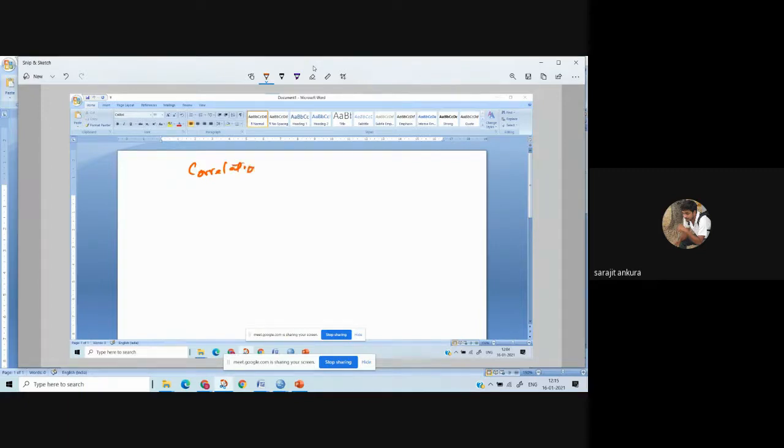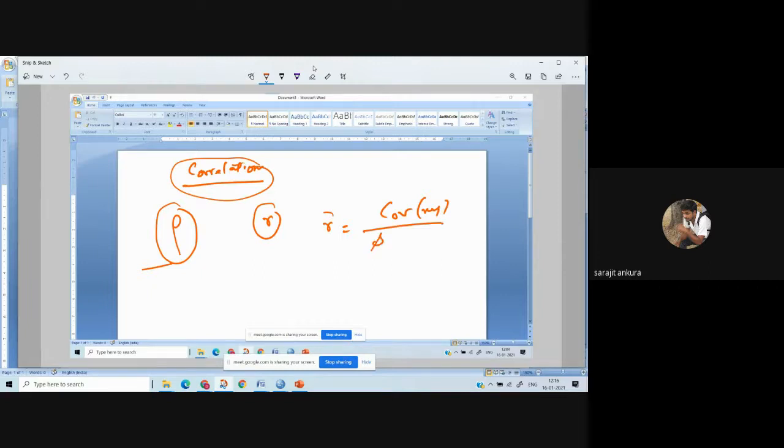Correlation coefficient. Again, population correlation is denoted by rho and sample correlation is denoted by R. This is R because R means based on sample. R is equal to covariance of xy divided by standard deviation of x into standard deviation of y.